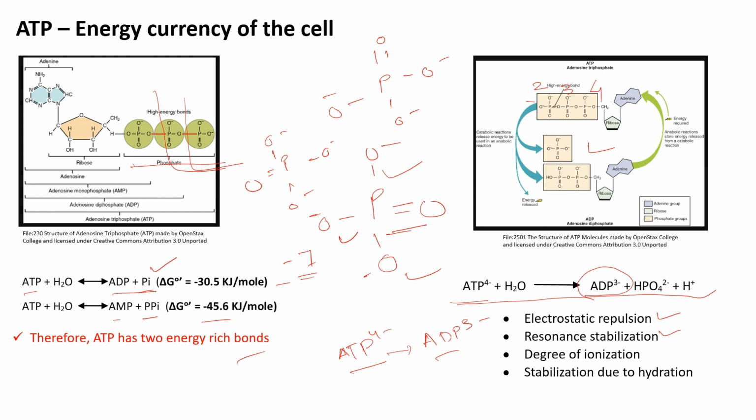Whenever we can write the structure like this, it is not necessary that we have to keep the double bond here. We can put the double bond here also and make it negative here also. We can put the double bond here also, and make the others negative also.